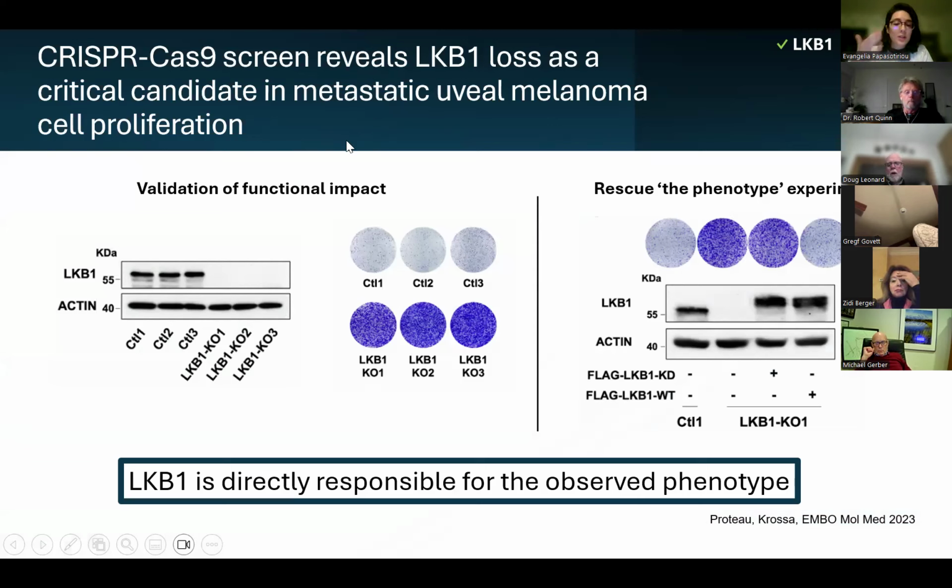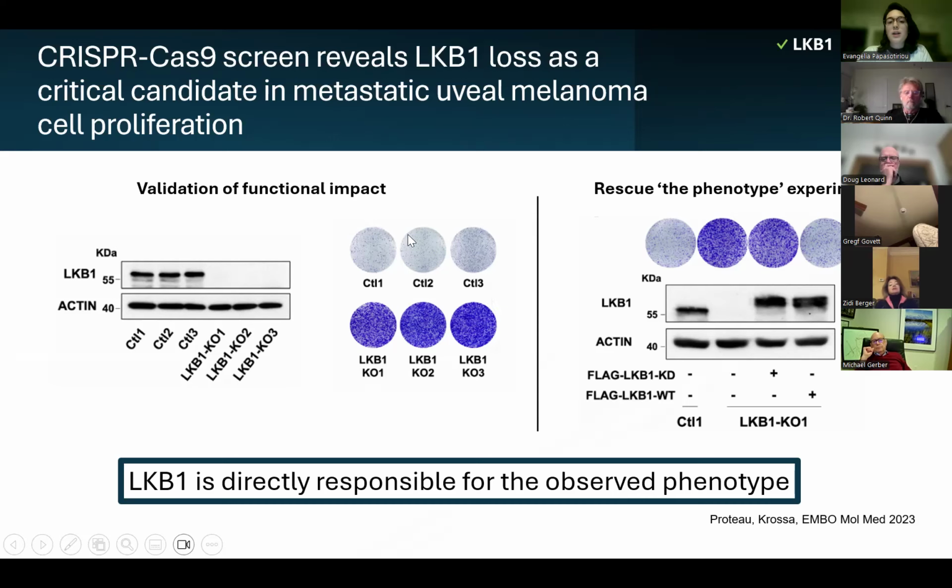But just like every screen, we want to validate this result in case we have off-target effects or false positives. So by using 3 different single guide RNAs, they monitored the protein level of LKB1 in this Western blot analysis. And they also saw with the proliferation assay the corresponding phenotype. And indeed, LKB1 loss promotes, favors even more, the proliferation of metastatic uveal melanoma cells compared to the control conditions.